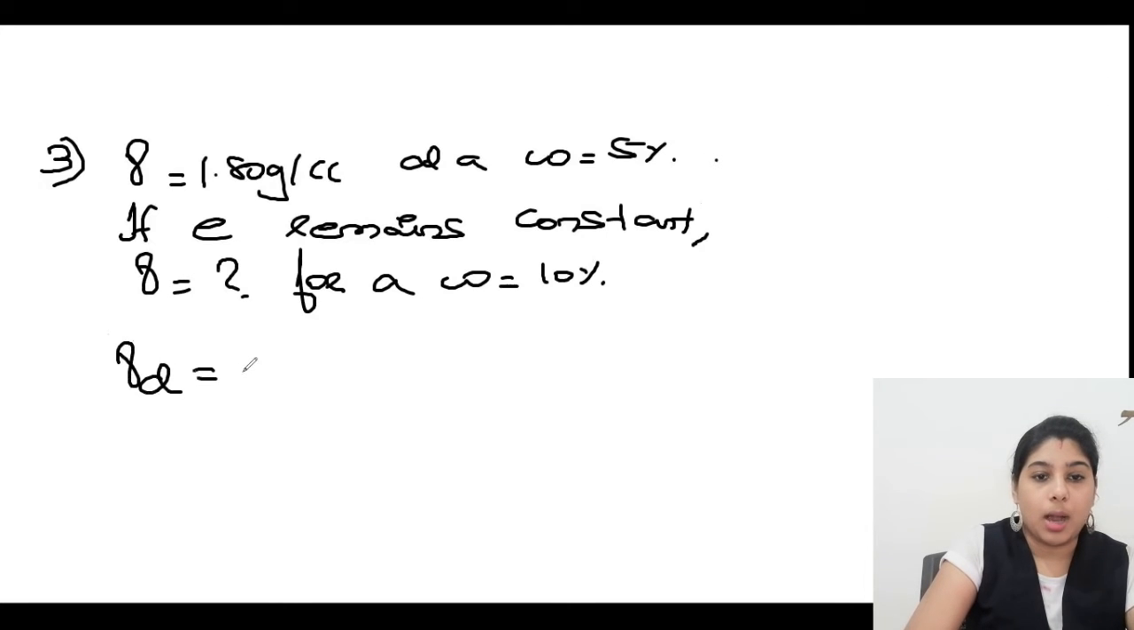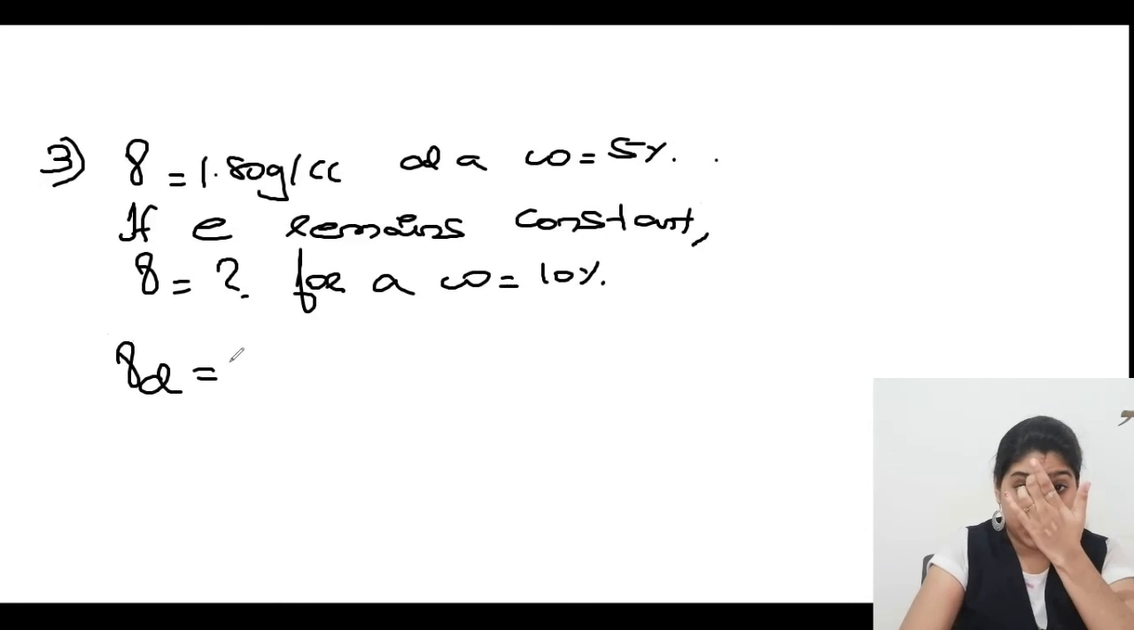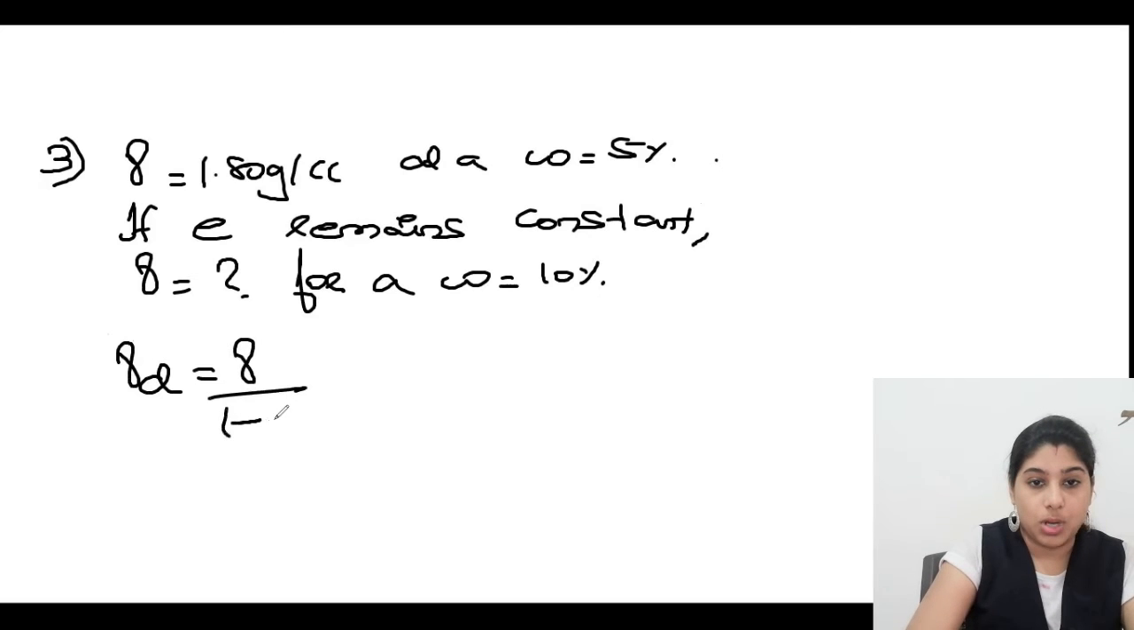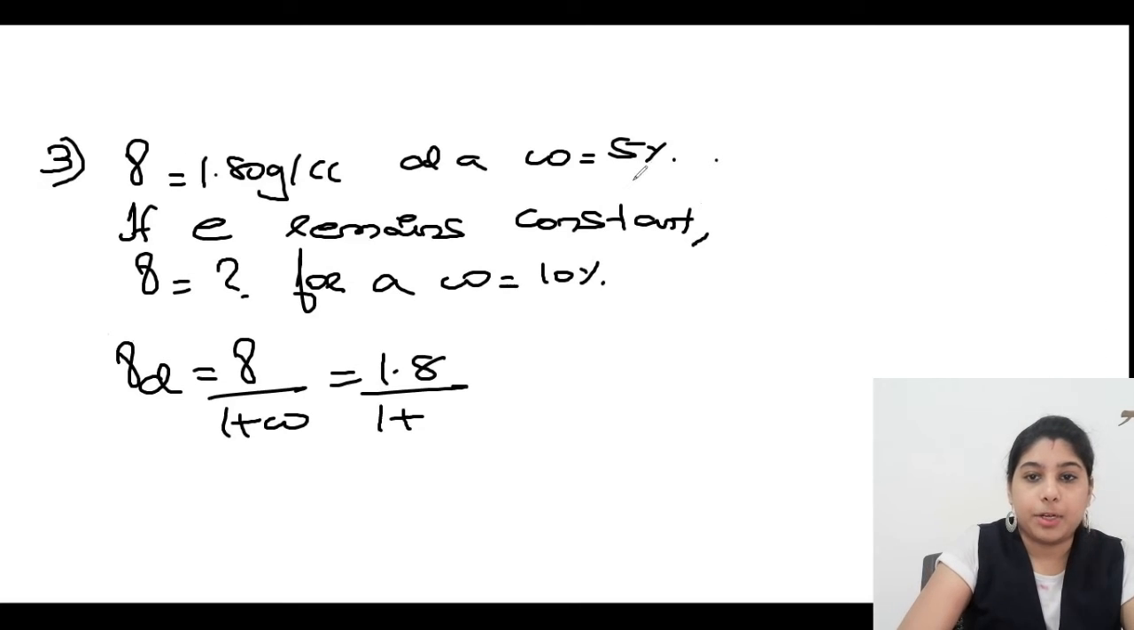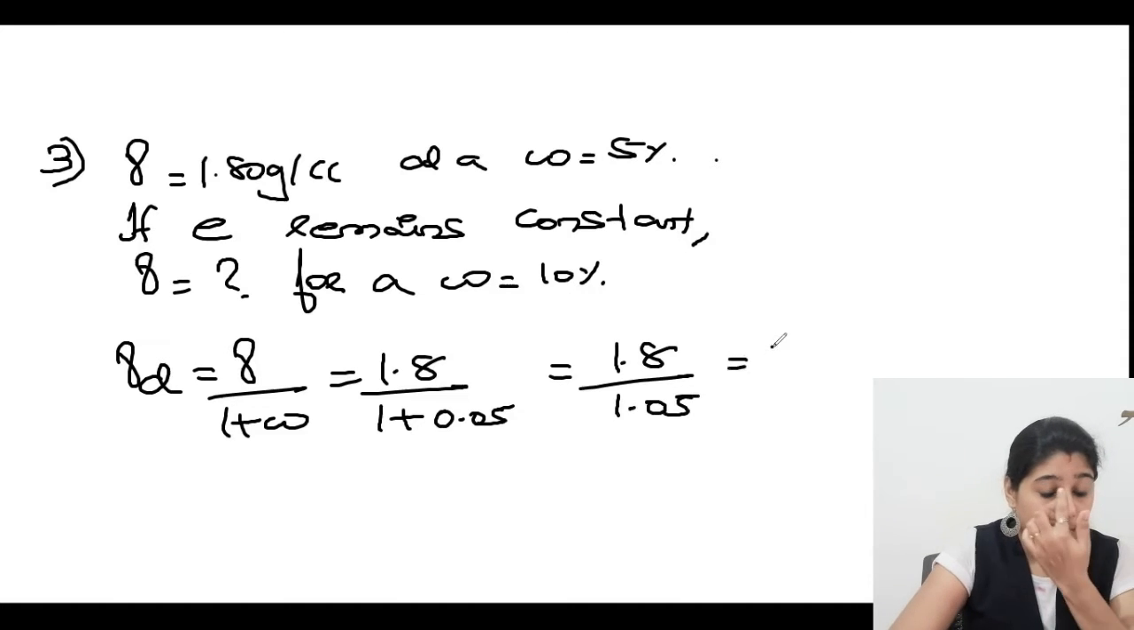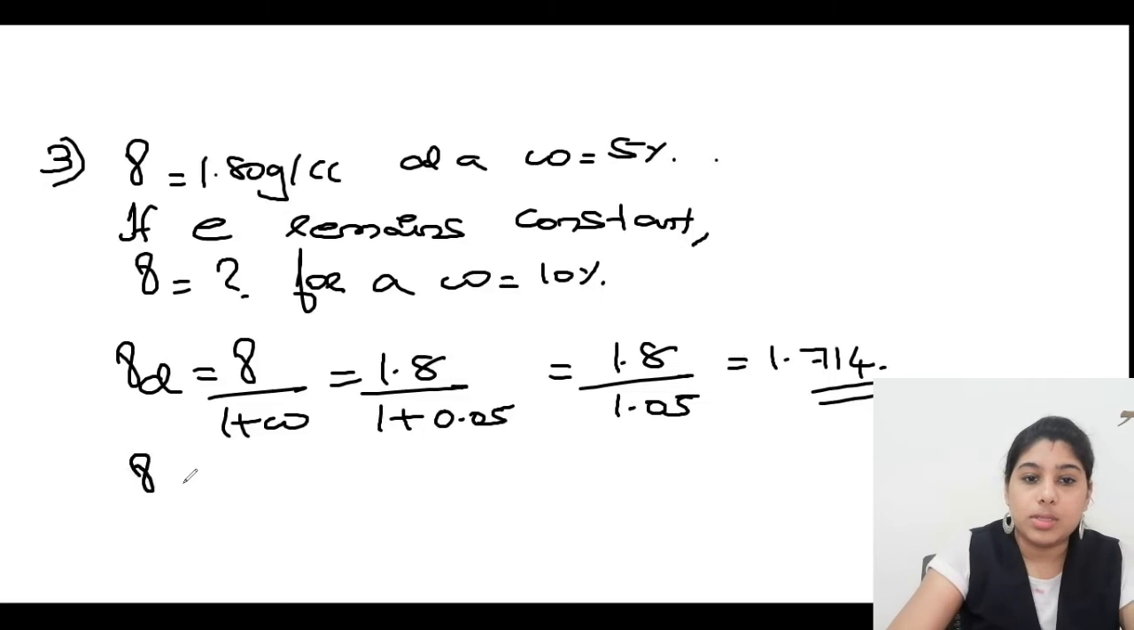We know gamma d, the dry unit weight. Gamma d is equal to gamma by 1 plus w. So gamma we already know, 1.8, divided by 1 plus 5%, which means 0.05. So when you do 1.8 by 1.05, you will get 1.714. Now this is the gamma d.